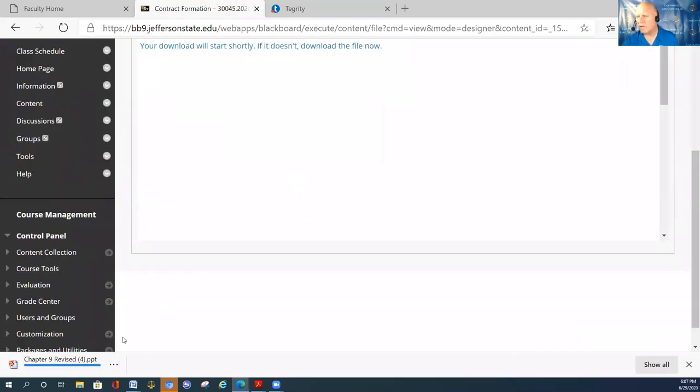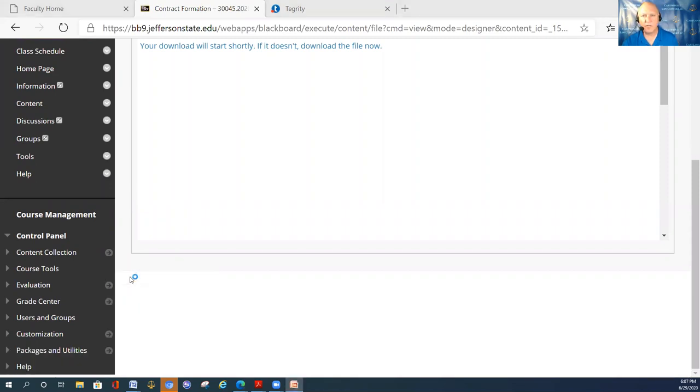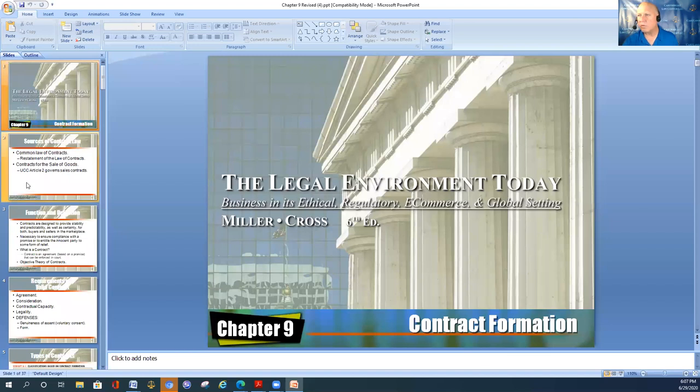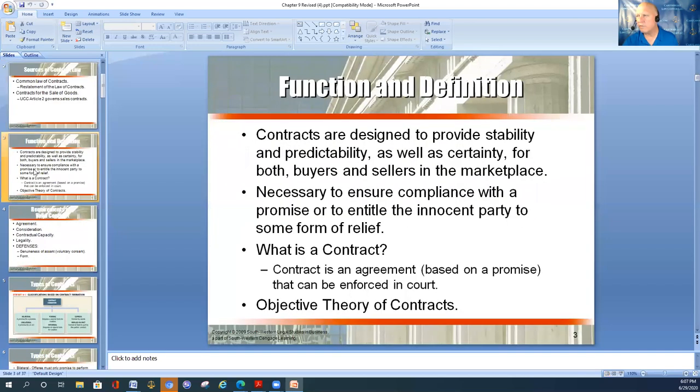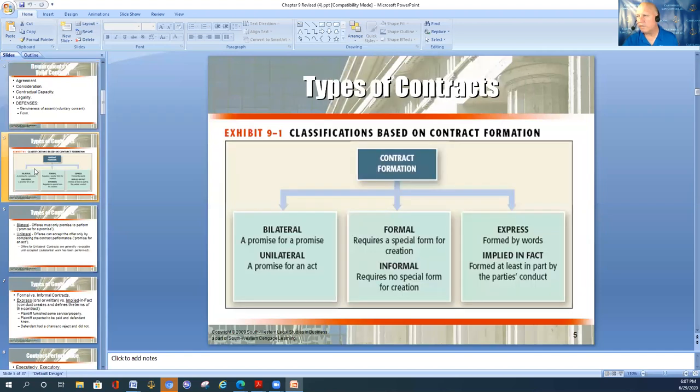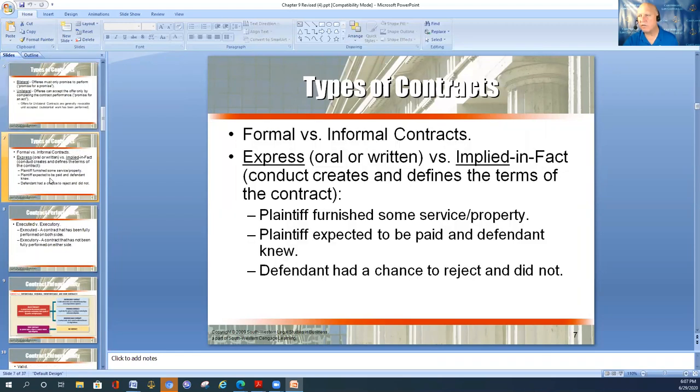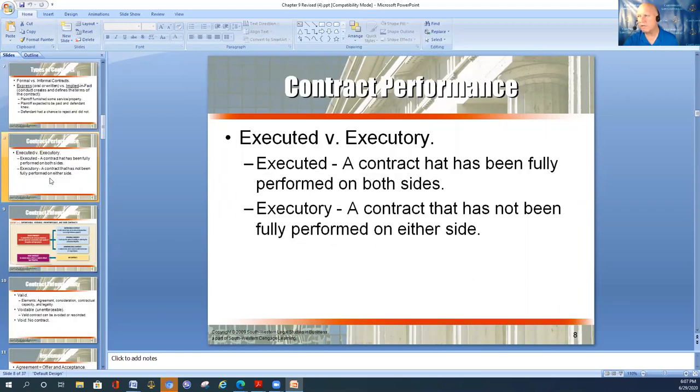And I'm going to be going through a lot of these things rather quickly because I'm skipping pages, because what I'm going to try to do is hit the most difficult areas, the areas that I like to test on and that are a little more confusing than others. So just hang with me with this. I typically will not test on, I think I mentioned this in the audio lecture, formal versus informal or express versus implied in fact contracts. Bilateral and unilateral, make sure you know those, the differences between those.